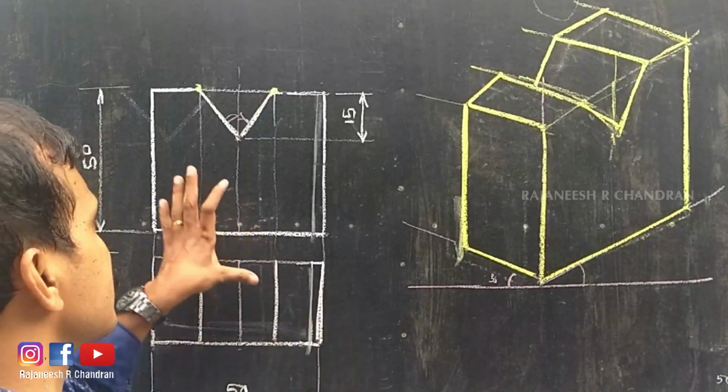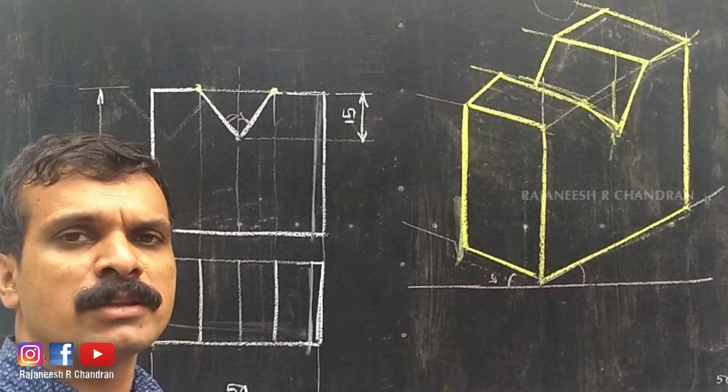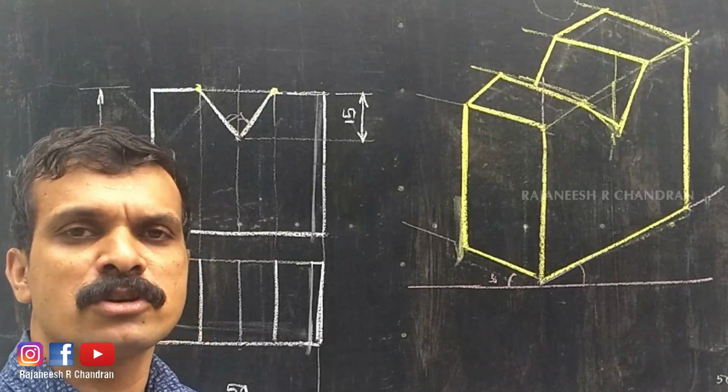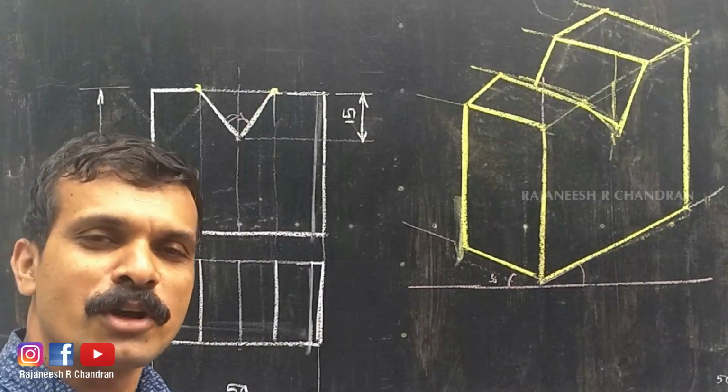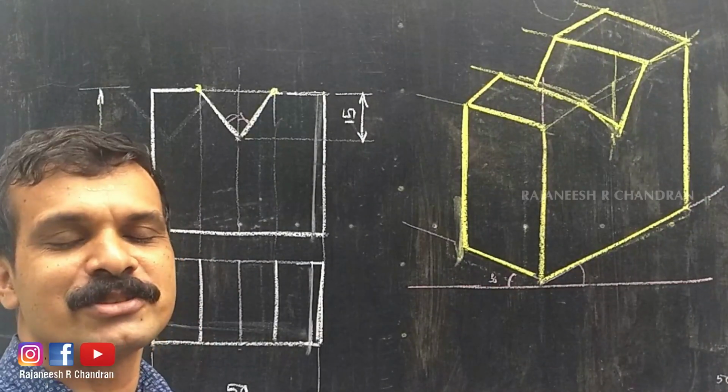So first we have to construct the orthographic projection, and once we complete the orthographic projection, convert it into isometric view. So I hope all of you have understood this question. Thank you.